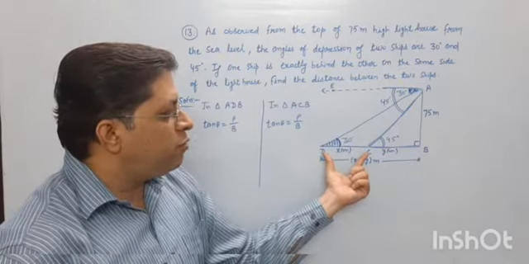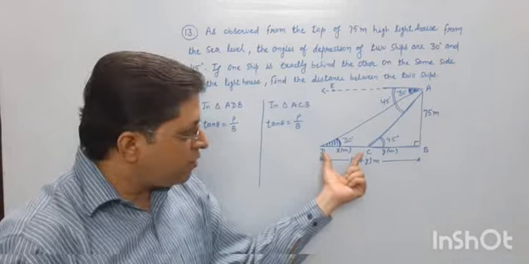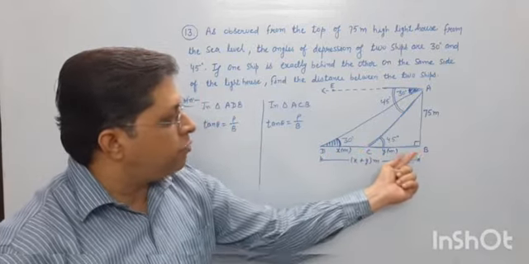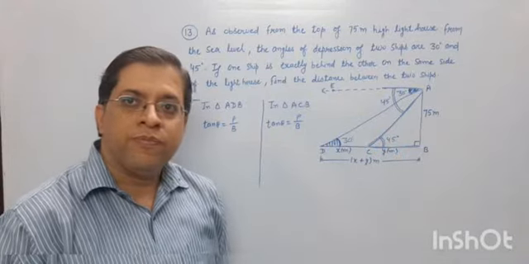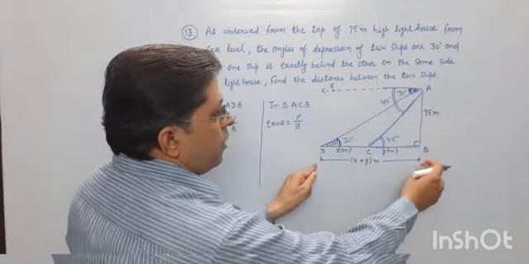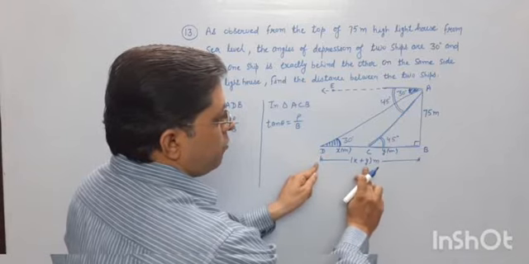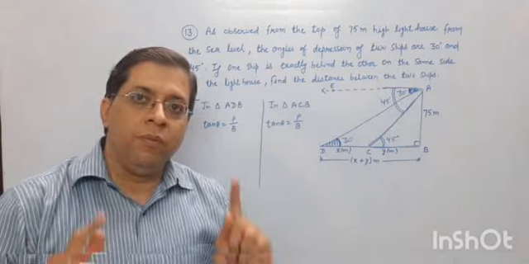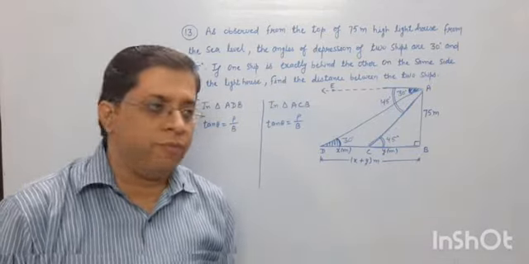Let's say the distance between two ships is x and distance between this ship and lighthouse is y meter. Then what will be the total distance of first ship and the lighthouse? This will be x plus y meter. This is the main important thing, angle of depression.